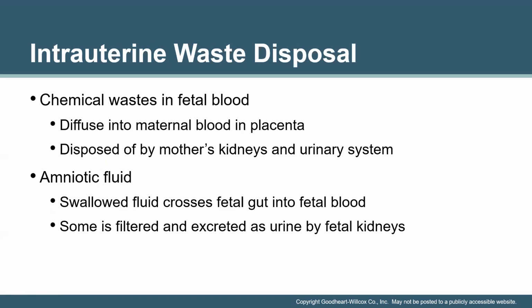Intrauterine waste disposal. This is dealing with the chemical waste in fetal blood. What will happen is it will diffuse into the maternal blood via the placenta and be disposed of by the mother's kidney and urinary system. The amniotic fluid gets swallowed. This is swallowed fluid that crosses the fetal gut into fetal blood. There is some that is filtered and excreted as urine by the fetal kidneys.